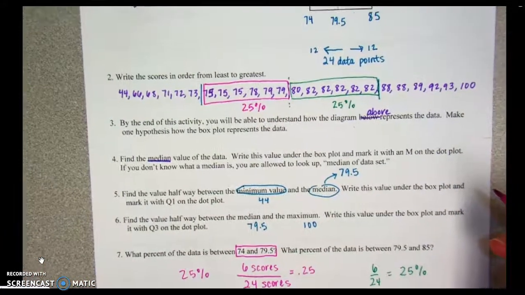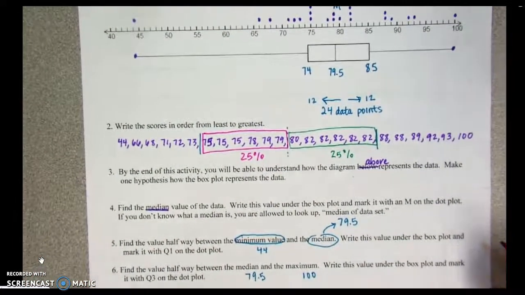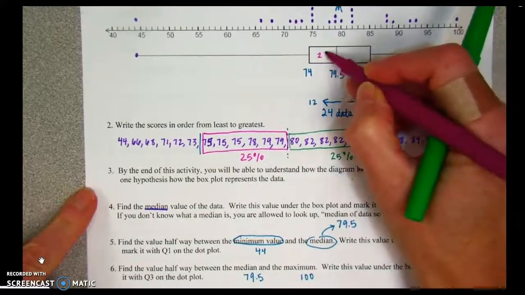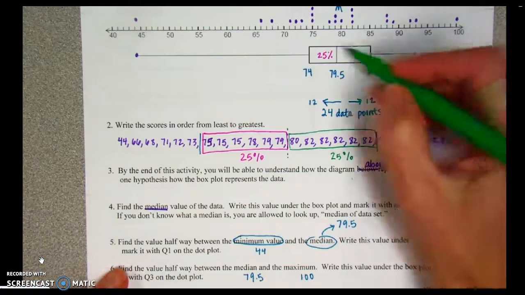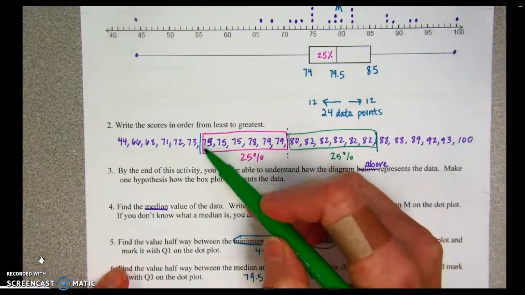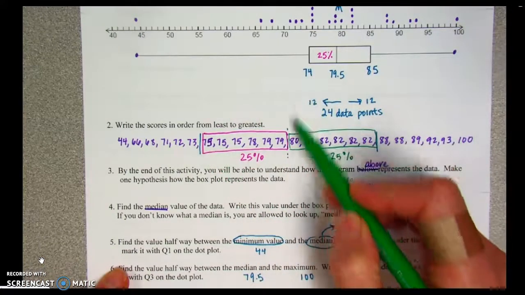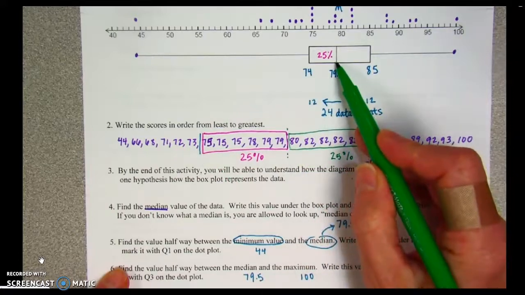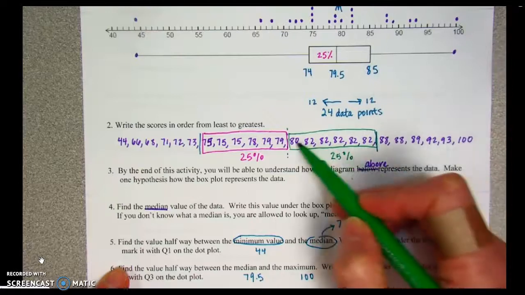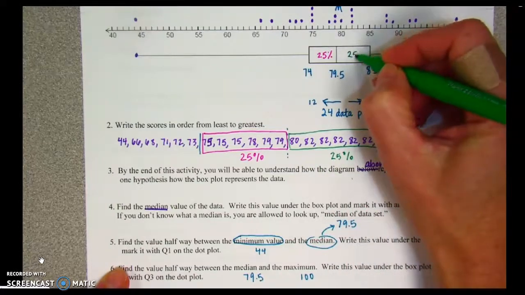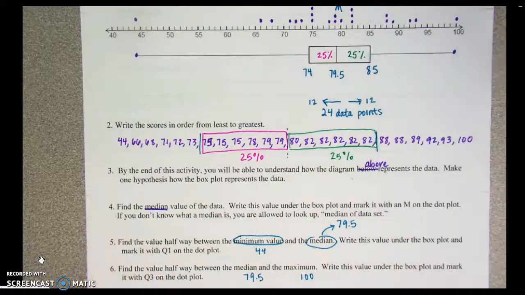What does that look like up here? That means that 25% of the data is there, because that's 74. That's the same thing as this right here. And that's the median, which is the same as that right there. And again, 85 is there, so that's this green part. That's another 25% of the data.